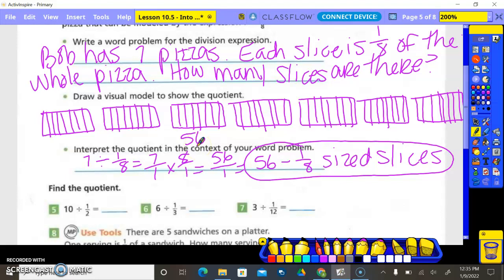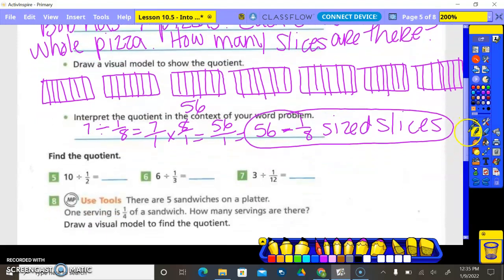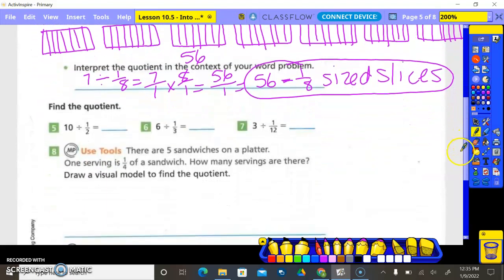So interpret the quotient in the context of the word problem. So I took 7 divided by 1/8, which equals 7/1 times 8/1, which equals 56/1, which equals 56 1/8 size slices. So there are 56 individual 1/8 size slices. Remember to put that dash in between there, because if you don't, then it means 56 and 1/8, and that's not how big the size of pieces were.